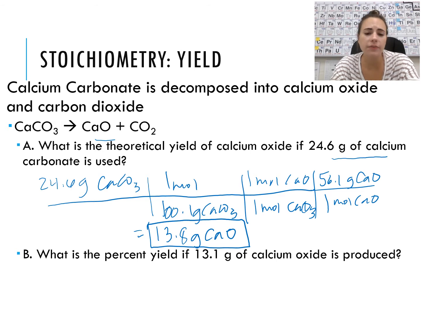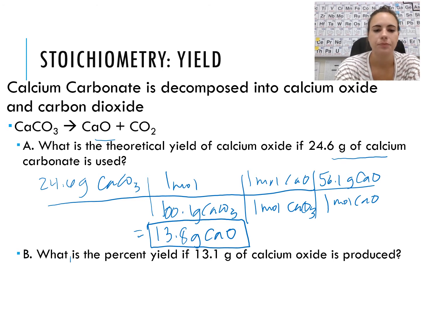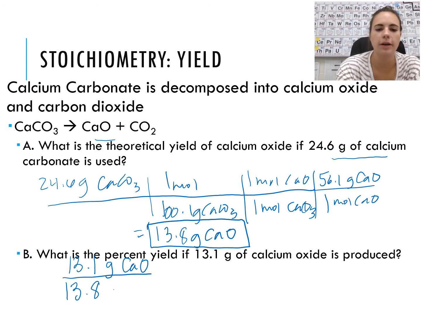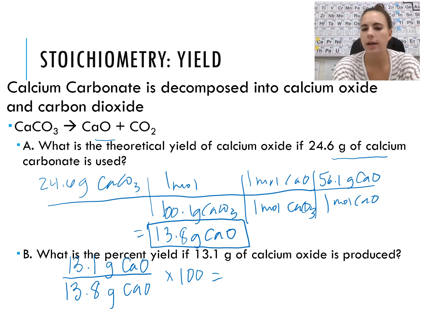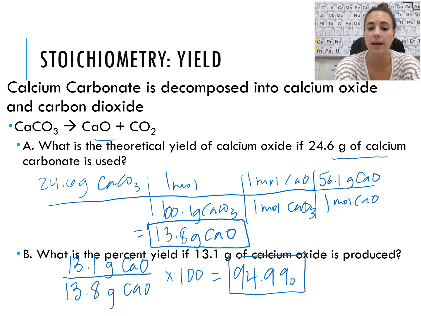Now, if I actually do this lab and 13.1 grams is produced, what is my percent yield? So I'm going to take my actual yield and I'm going to divide it by my theoretical yield, what could have been produced if everything had gone perfectly. And then, of course, because this is a percentage, I'm going to times it by 100. And I get 94.9%, which is a very high percent yield.